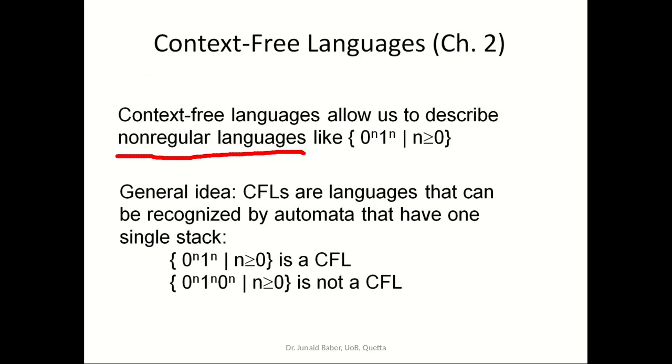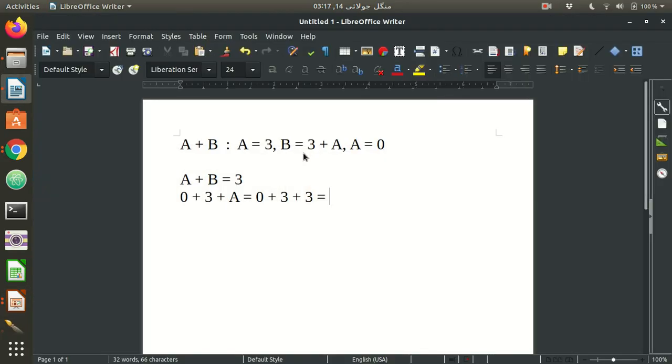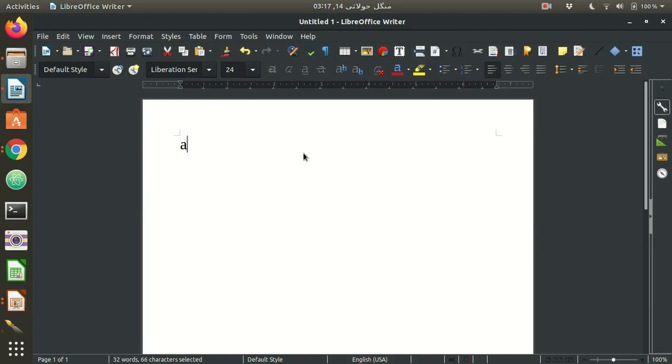But how do we define a context-free grammar? Using grammars, we define a language. In a grammar, we have some rules. For example, I will try to give you one very simple example. Let's say, prove to me that A is equal to 3. It can be proved very easily if you just put A is equal to 3 directly.